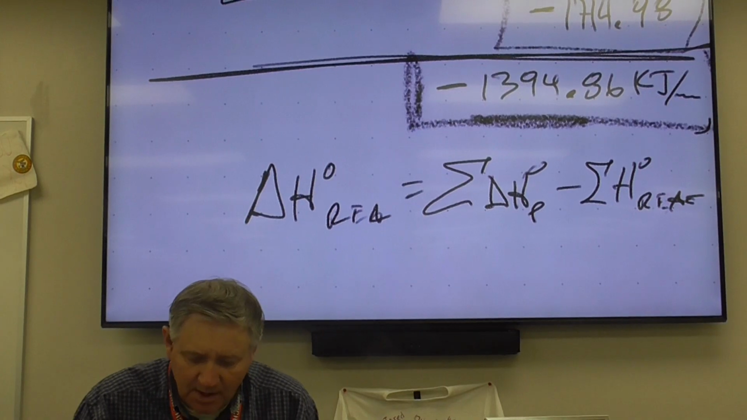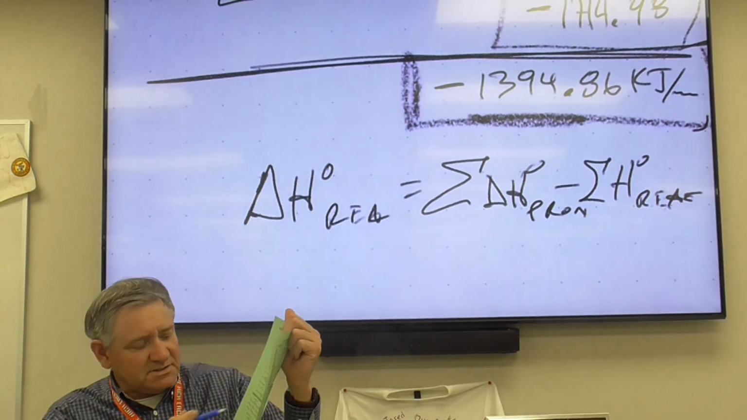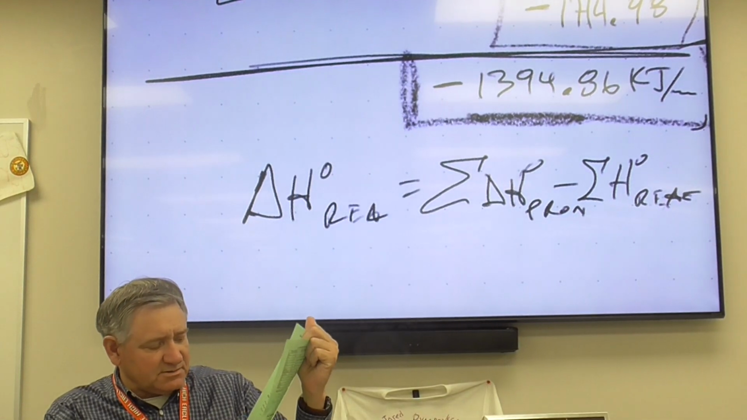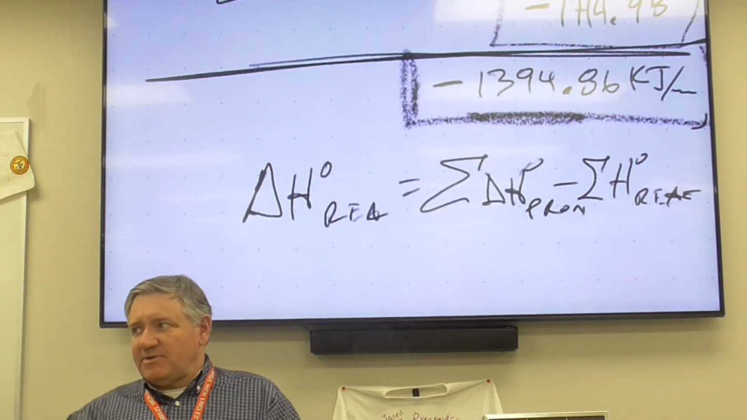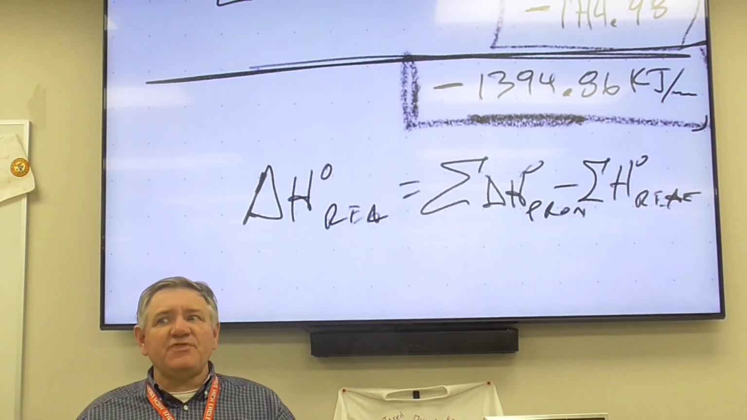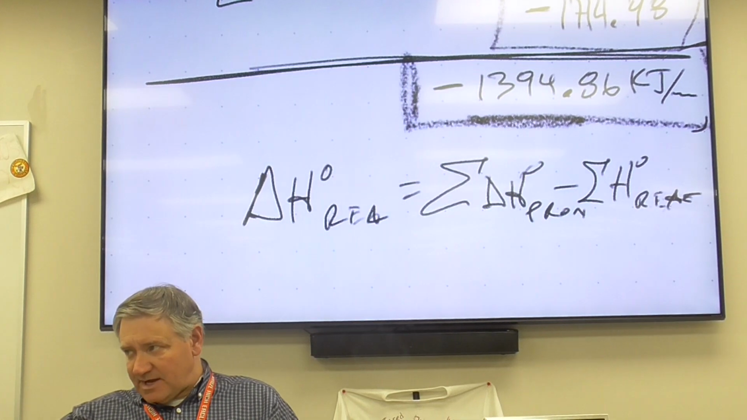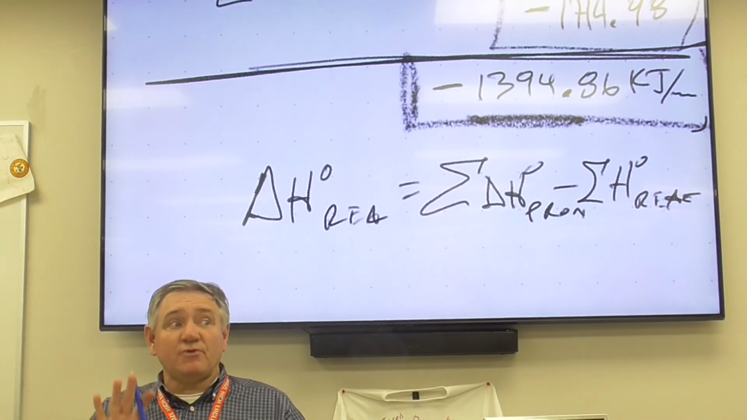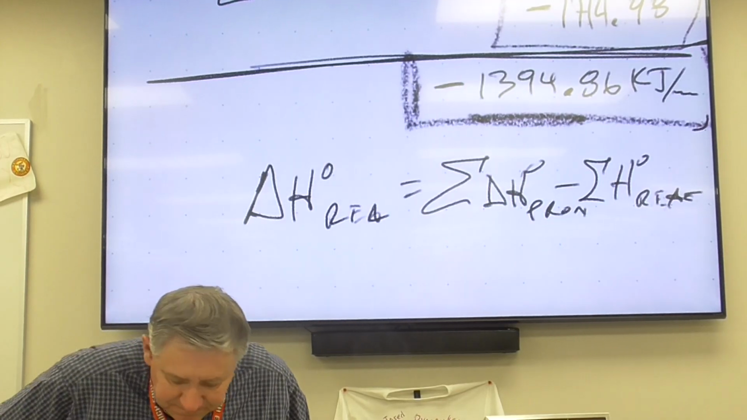Now, notice that you have the same format, whether it's delta H, delta S, or delta G. It's always products minus reactants. Okay, there's no variation on the theme. It's always the sums of the products minus the sums of the reactants. Always the same format. So, here's how this plays out.